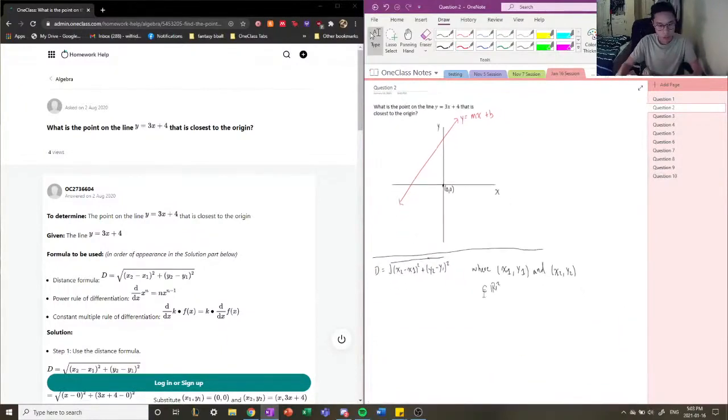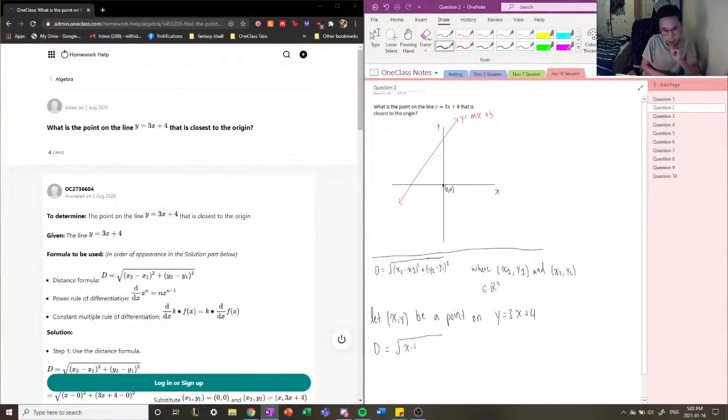So let's say that let point xy be a point on y equals 3x plus 4. Okay, so if xy is a point on y equals 3x plus 4, the distance from that point to the origin is as such. x minus 0 squared, right? Because x1 is going to be 0 and y1 is going to be 0. And x2 is going to be x and y2 is going to be y minus 0 squared.